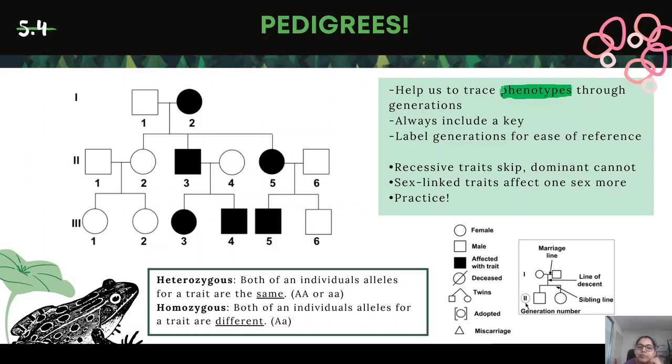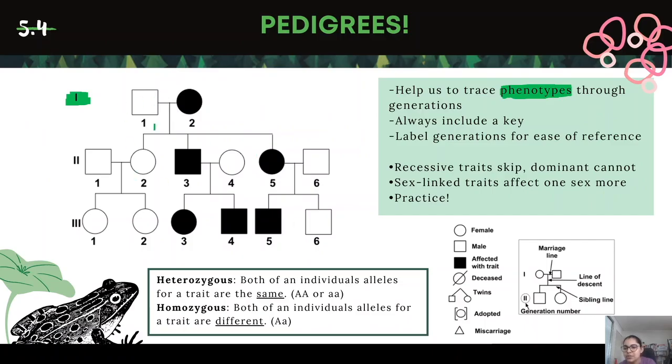Now, remember we talked about recessive versus dominant traits. If a trait is recessive, it will skip generations. It's going to skip generations if it's recessive. So the way you read this is that this is the first generation. The squares are males, the circles are females, and any circle that's colored means that the person is affected with whatever the trait is.